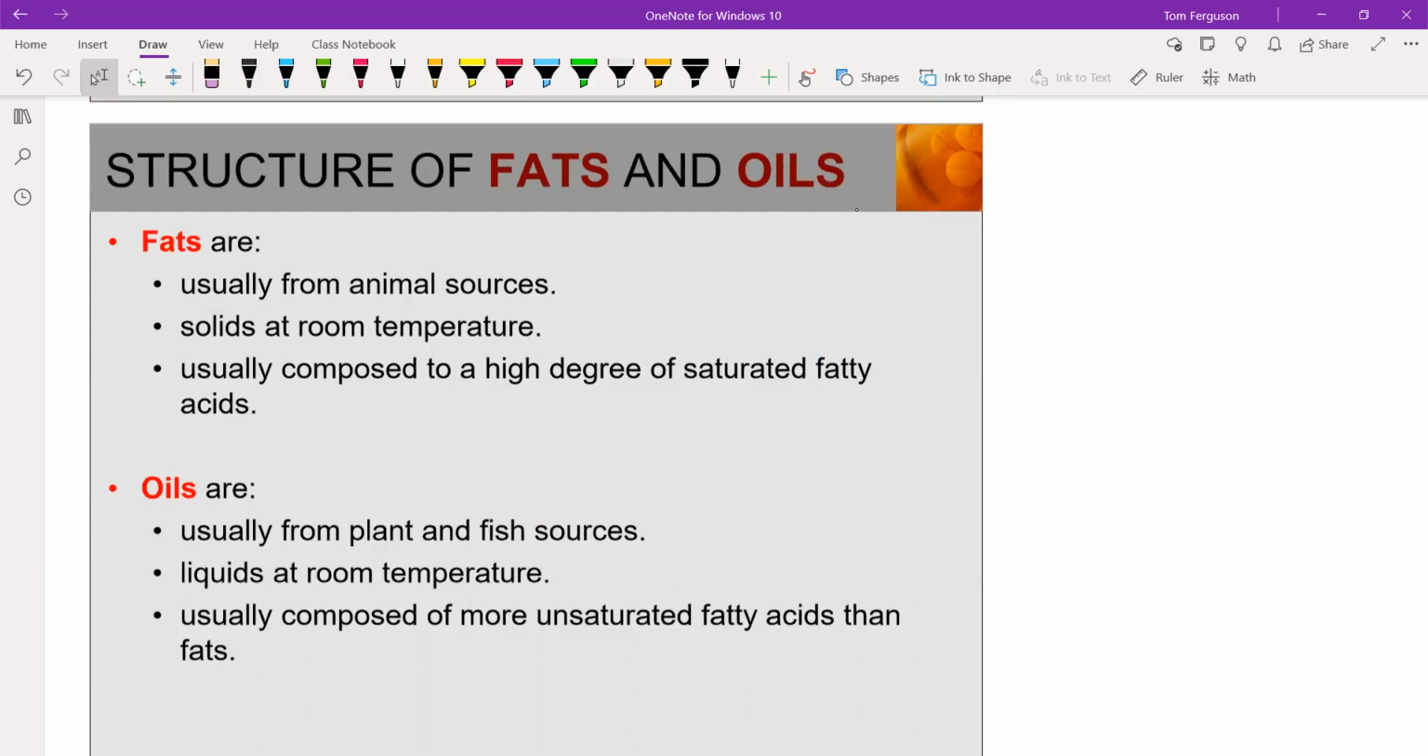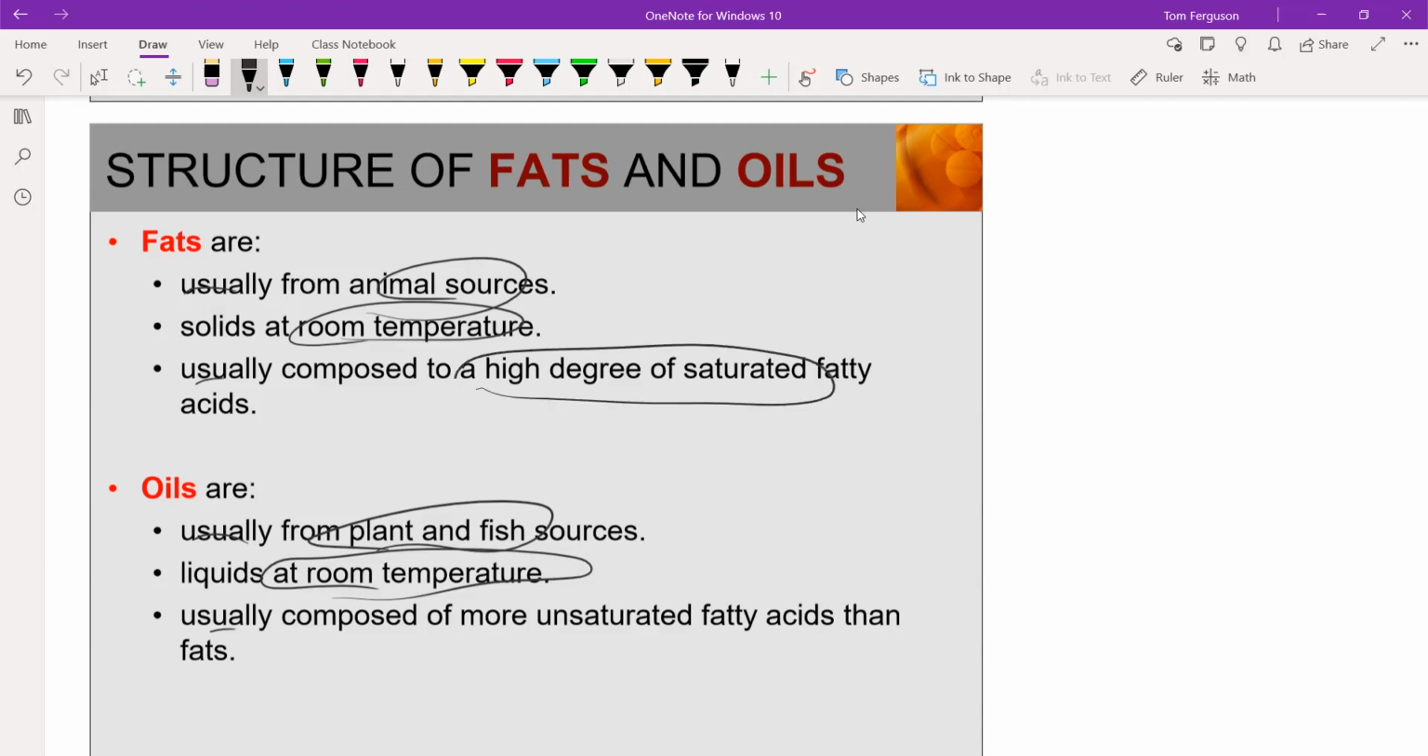Usually fats are animal and solid at room temperature. Oils are plant and liquid, and usually, again, there are exceptions to these. Plant and animal sources. Liquids: your vegetable oil, when you buy it, is not solid, it's very liquid. And high degree of saturation for fats, high degree of unsaturation for oils.